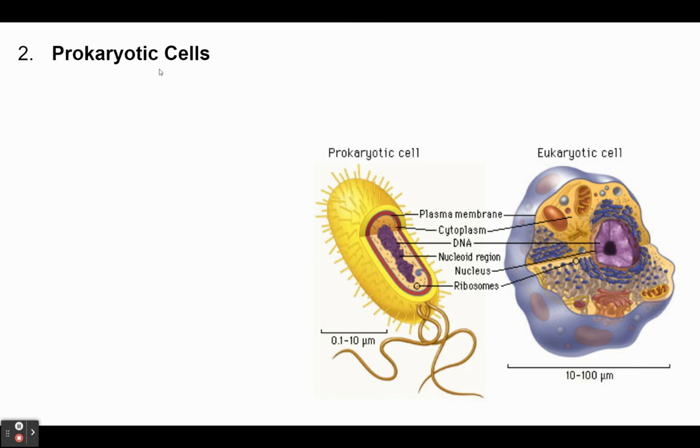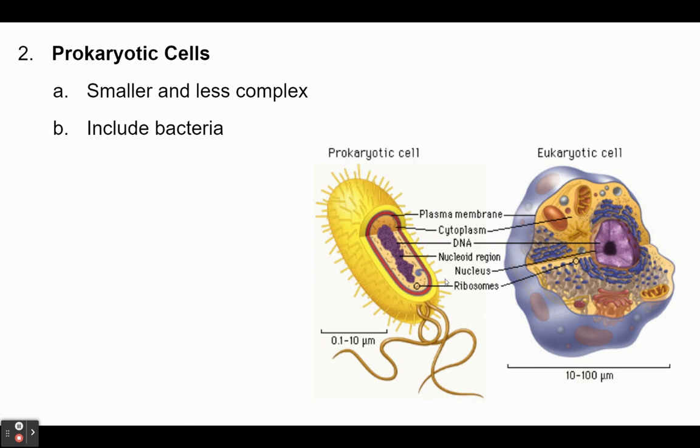Prokaryotic cells are those tiny bacteria cells that we saw. They are smaller and less complex. They do not have organelles. They include bacteria. So here I've got a comparison between a prokaryotic cell and a eukaryotic cell.